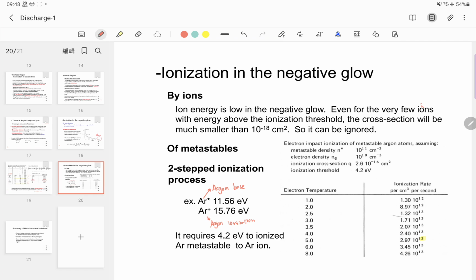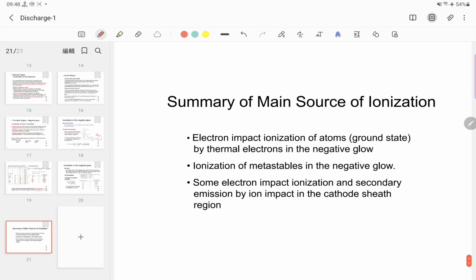So the summary of the main sources for ionization in the DC glow discharge is listed here. Electron impact ionization by thermal electrons in the negative glow is the most important part. Also in the negative glow, the two-step ionization process contributes about 1% of the electron and ion pairs.